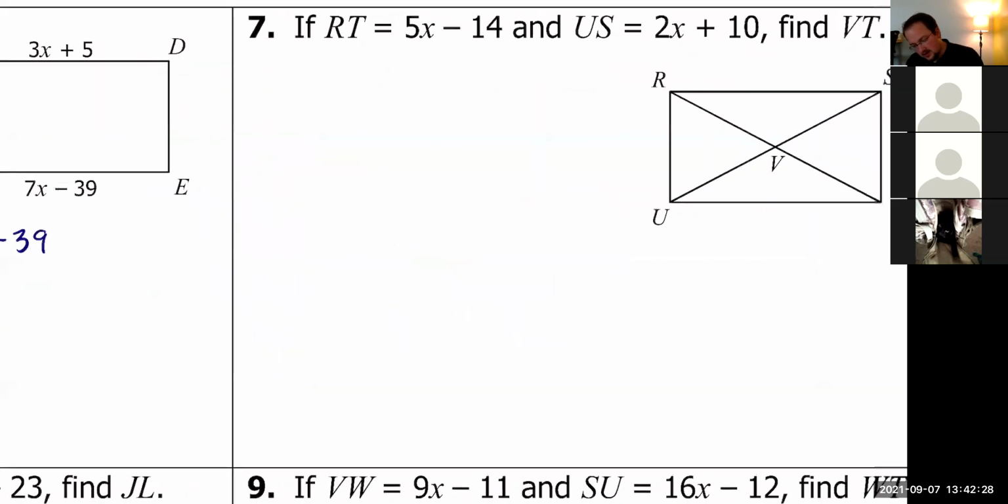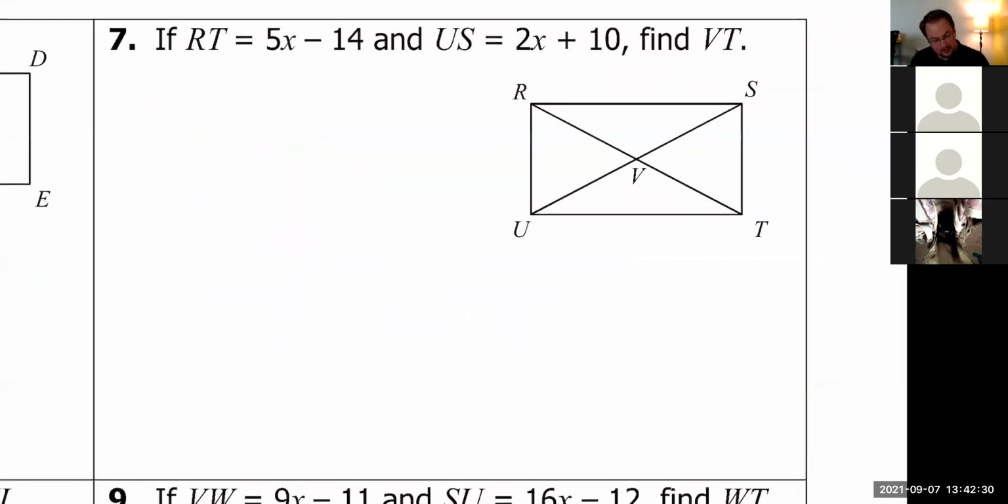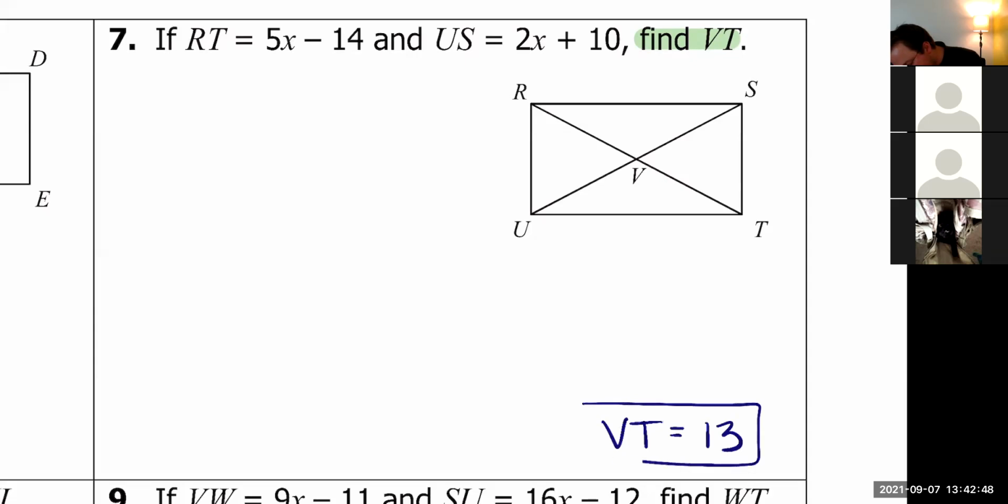Next one, I'll give you the answer to. Similar setup, this time focusing on the diagonals. Make sure you pay careful attention though. It is asking you to find VT once you find your X. VT on this one shouldn't end up being 13. Notice VT is only half of a diagonal there. So it may help to find that diagonal it exists with. Divide it by 2. Hint, hint.